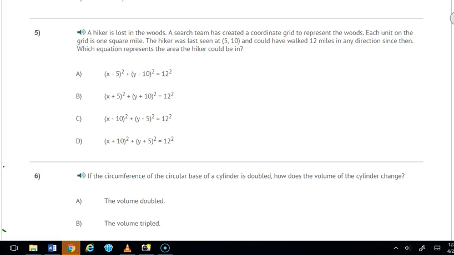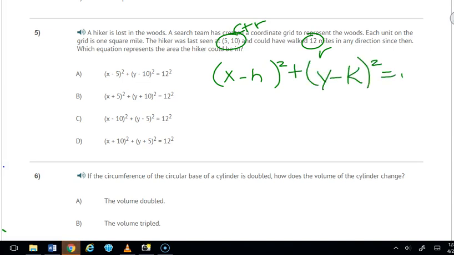Well, I immediately notice when I look at these equations that these are equations of a circle. So I'm going to assume that this is our center and this is our radius. And the formula we're going to use here is x minus h squared plus y minus k squared equals r squared, where h and k are our 5 and our 10, and 12 is our r. So we plug those in, and when we plug those in, we realize that our equation is A.